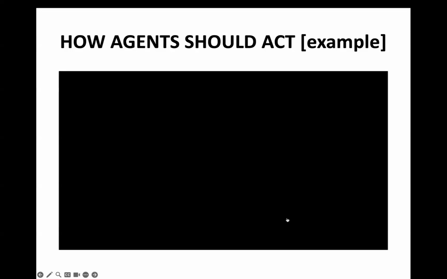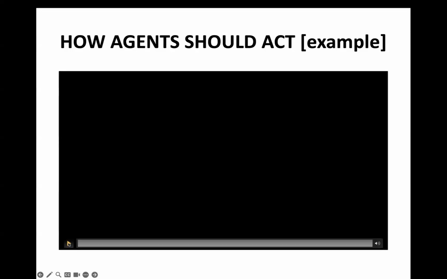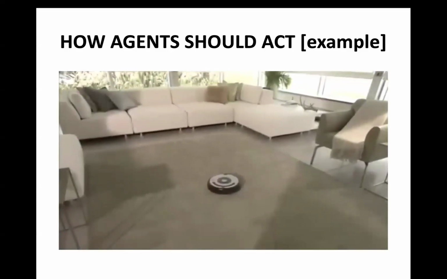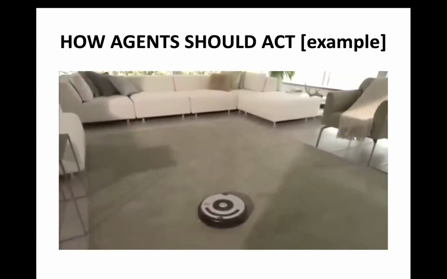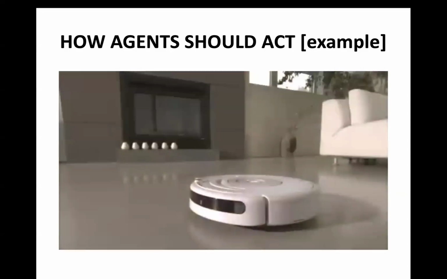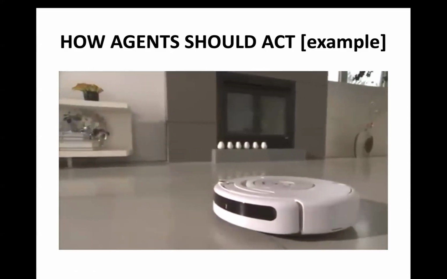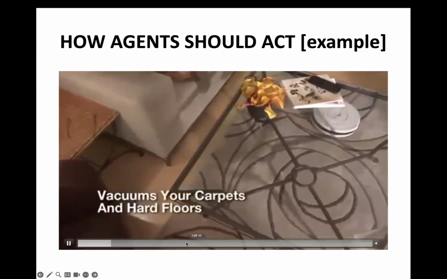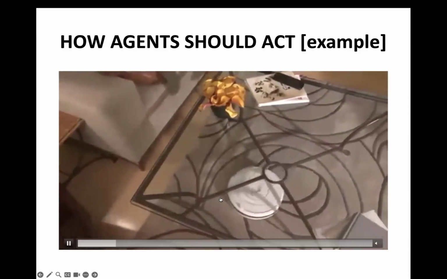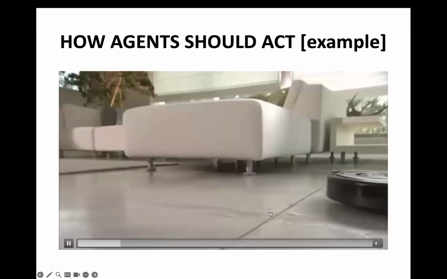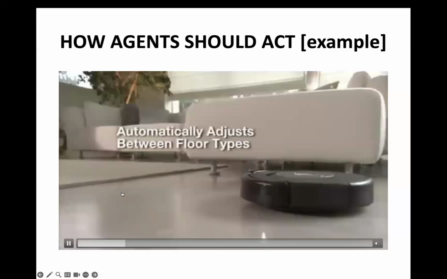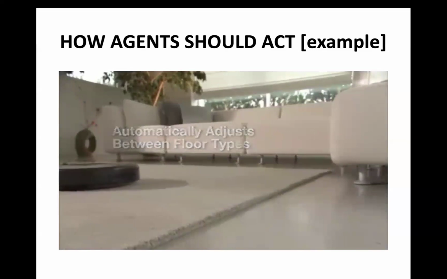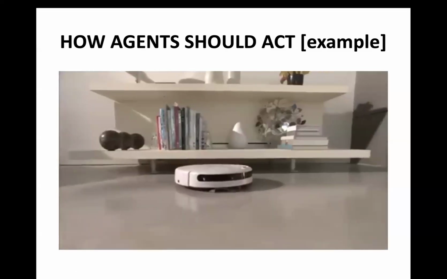Okay. So how should agents behave? Let's look at some examples. In this video, we see a Roomba, an automated vacuum cleaning system. This system is supposed to clean different environments. It can clean carpets and it should clean hard floors. When it goes to the carpet, for example, it is supposed to adjust the speed, the rate at which it is cleaning.